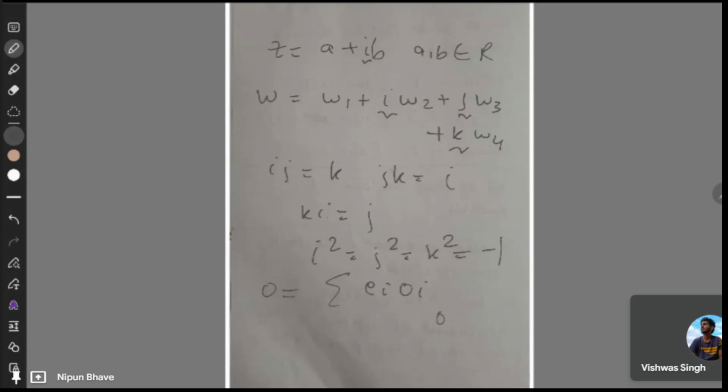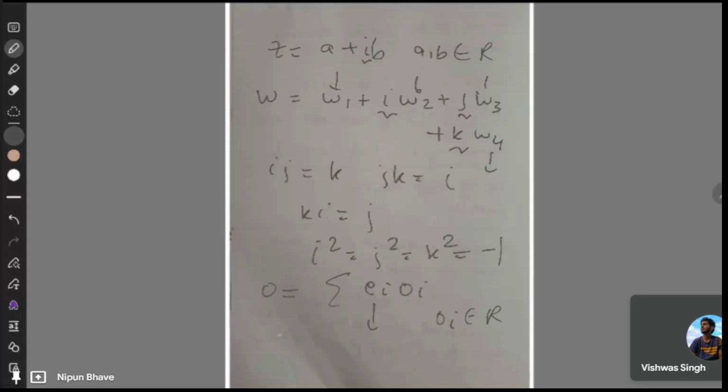Here o_i are real numbers, so w1, w2, w3, w4 are all real numbers. And these e_i are the imaginary units, and they again have a multiplication table. The property of octonions is that they are not associative.